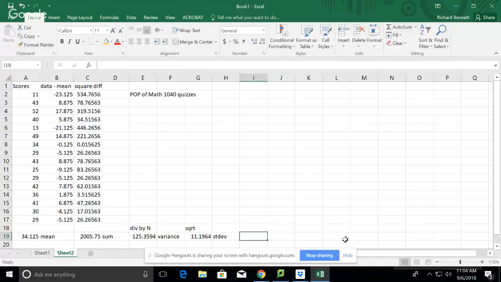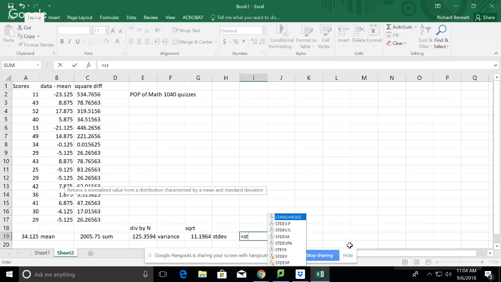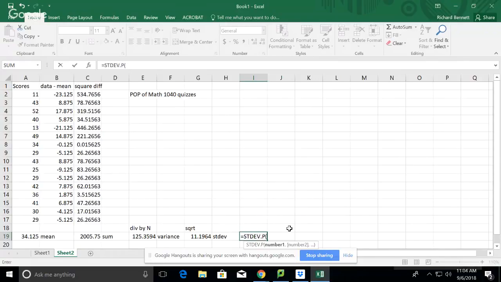Do you remember, Dayla, how to check it? Yeah, you do equals ST. Which one? Do it with the P, because we're using a population this time. Look at that. You are all as smart as a computer.